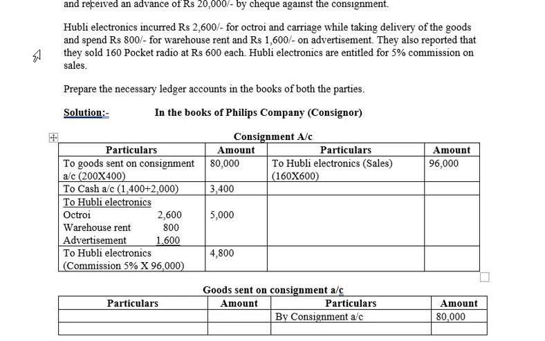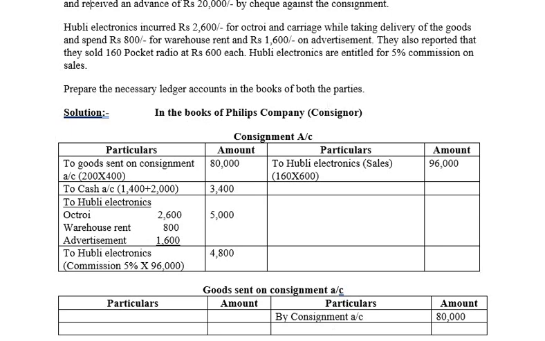Here, see, what does the question say? Prepare the necessary ledger accounts in the books of both the parties, that is the consignor as well as the consignee. So let's first prepare the books of accounts in the case of the consignor. So who is the consignor here? It is the Phillips Company. So in the books of Phillips Company, that is the consignor.